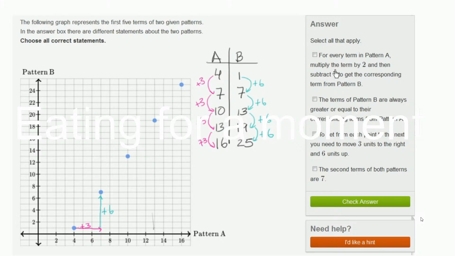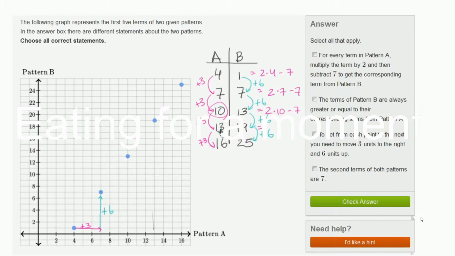So according to this, if this was true, I should be able to take this, multiply by 2, and subtract 7 and get that. So let's see, is 1 equal to 2 times 4 minus 7? So 2 times 4 minus 7. Well, 8 minus 7 is equal to 1. Is this right over here equal to 2 times this 7 minus 7? Well, yeah, it's equal to 7. Is 13 equal to 2 times 10 minus 7? Yeah, 20 minus 7 is 13.